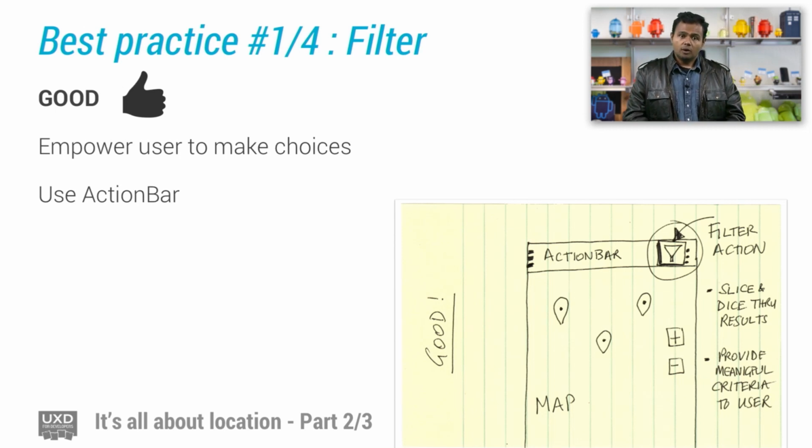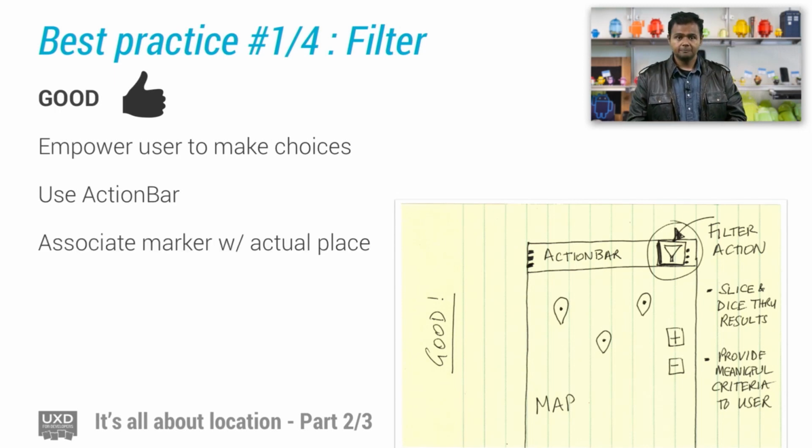You can use the action bar to provide them with access to this filtering capability. And this allows them to slice and dice the results by their desired fields, which gives them choice and control. This also frees up the application surface area for content and allows you to present as large of a map as possible, which is a good thing.